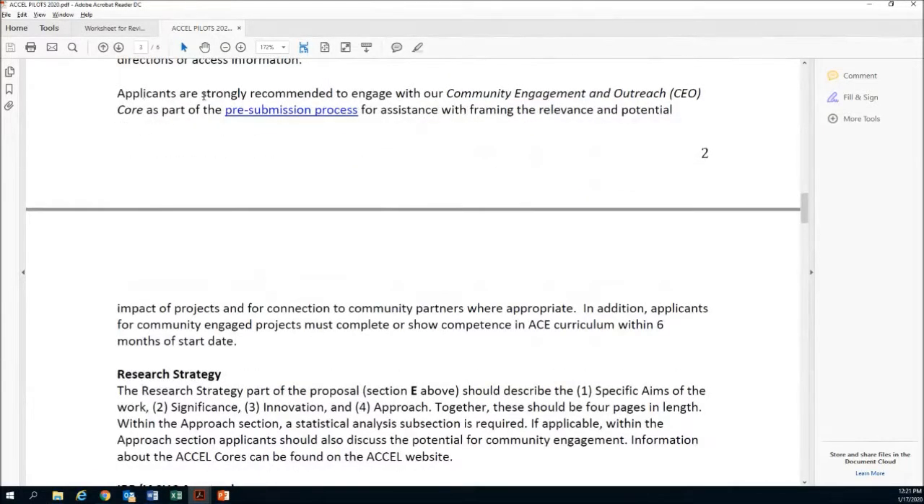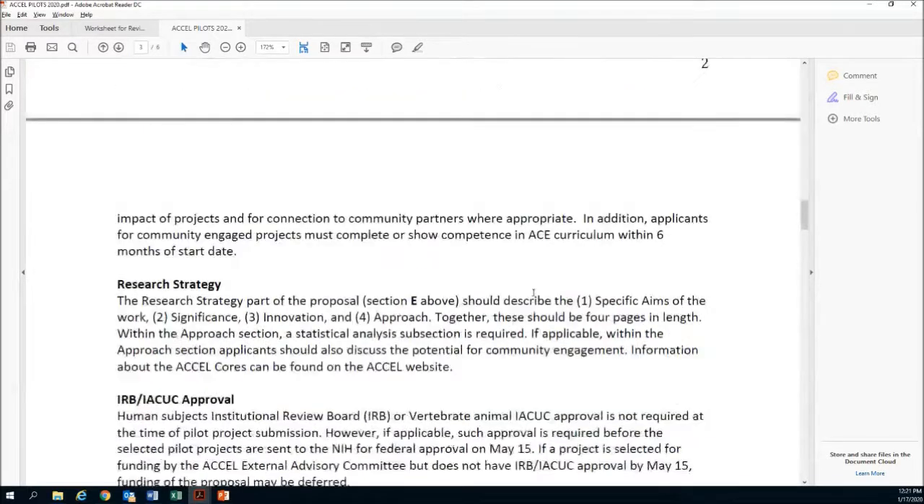It's strongly recommended. In fact, I would change this to you have to do this pre-submission process with the community engagement and outreach core. It doesn't hurt you at all, and in fact, it's helpful to do it. And there's big upsides to having that box kind of checked off.